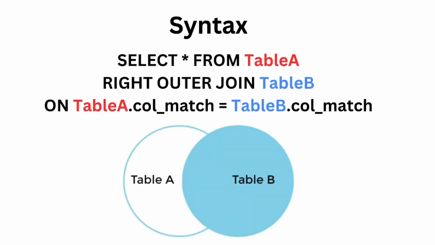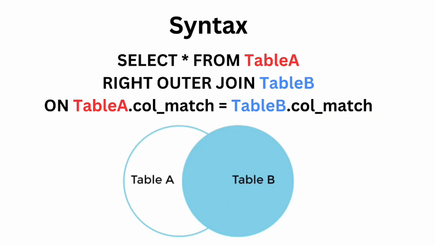So a right outer join, notice this looks a lot like a left outer join, except it's just flipped along the axes. So we're saying select everything from table A right outer join on table B, where table A has a column match equal to table B. What this is saying is essentially the exact reverse of a left join. It returns rows that can be found either exclusively in table B or in both table B and table A, and does not return rows that are exclusively found in table A.